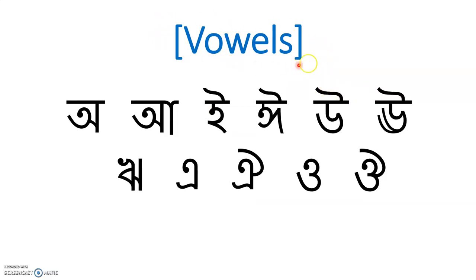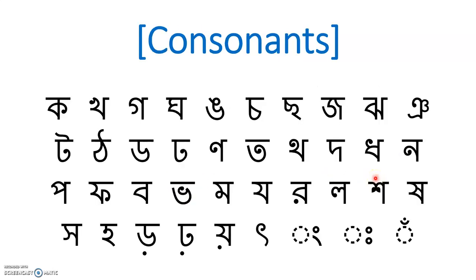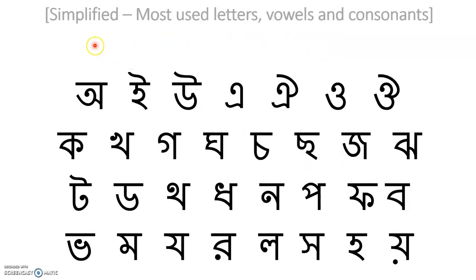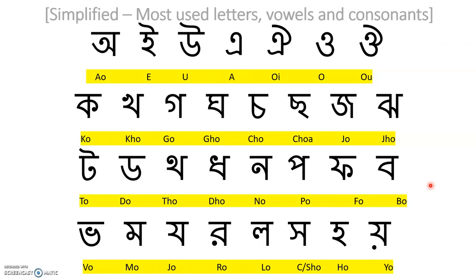Let's go over the vowels. We have a few vowels, and I'm not going to burden you with how to pronounce them now. And here are the consonants, and there's a lot of them. Again, I'm not going to go over this right now. It's a combination of vowels and consonants that we use mostly, and this is how they're pronounced.